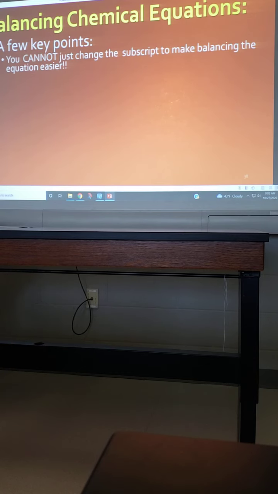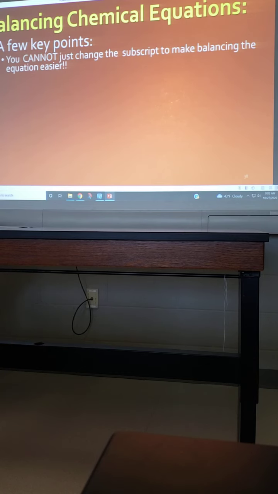So tell me the elements that you see in this equation. What do you see, Gilbert? Tell me the elements. Do you see anything else? No. So those are the only two elements that I see. So we see Ca and N. And to determine how many we have of each type, we're going to look at the subscript, right?